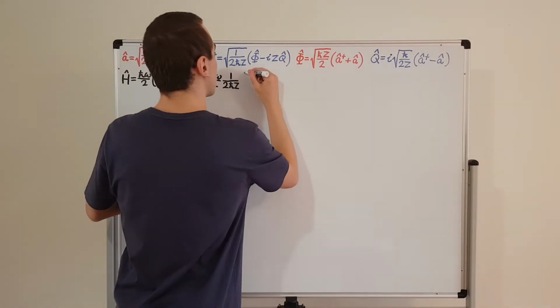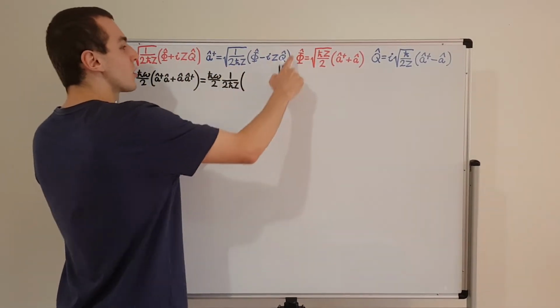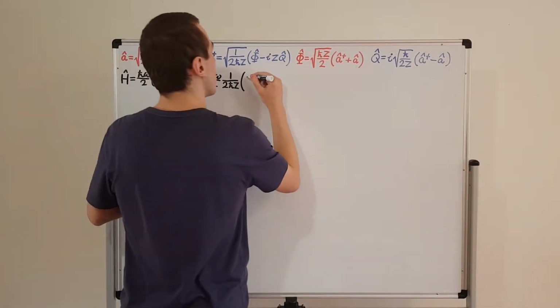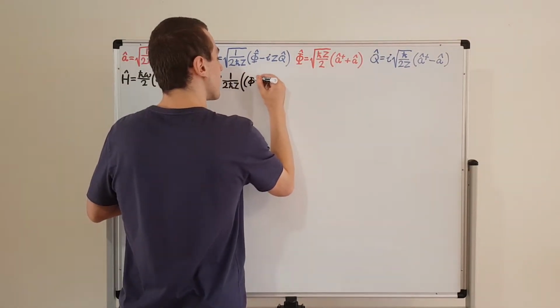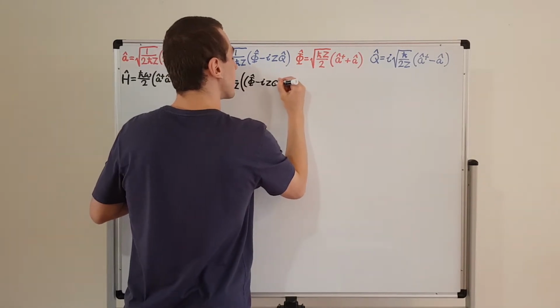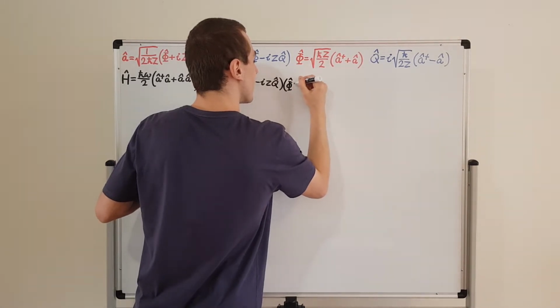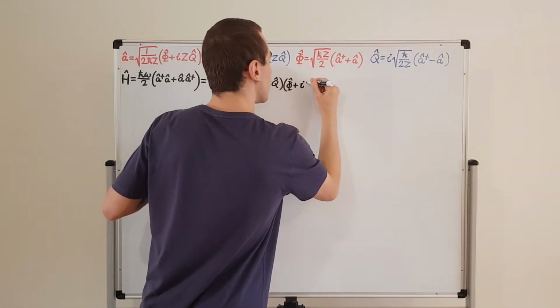Now, what else is there going to be? So for A dagger A, we're going to have this combination times this combination. So we will have phi minus i Z q times phi plus i Z q.